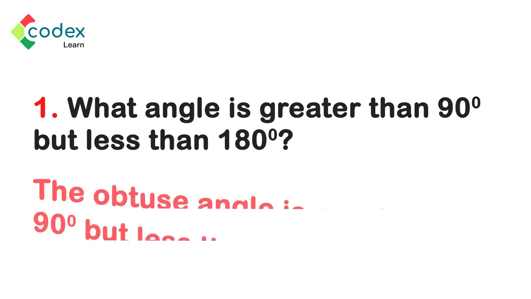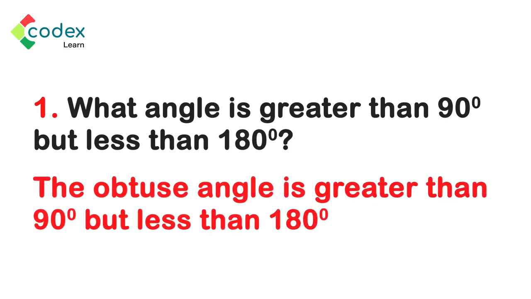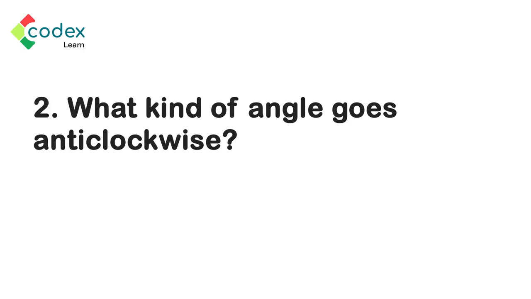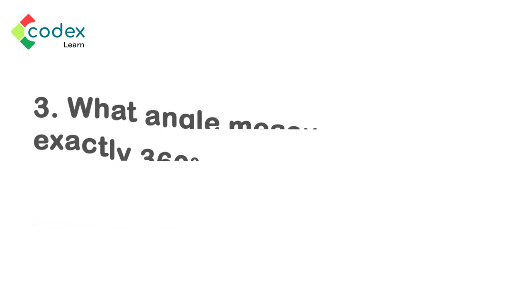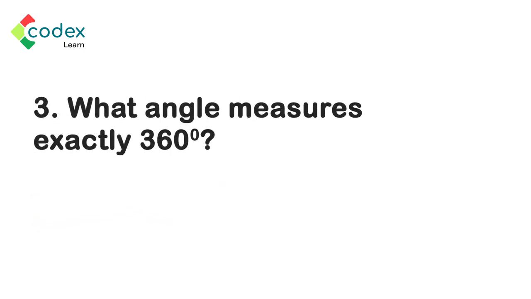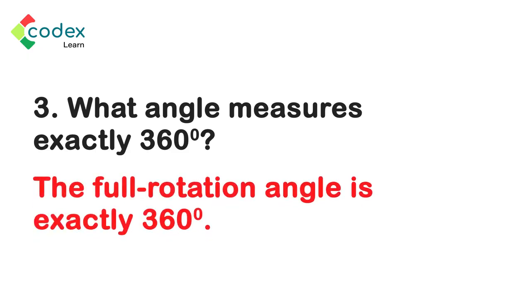That's great. The obtuse angle is greater than 90 degrees but less than 180 degrees. 2. What kind of angle goes anti-clockwise? That's excellent. A positive angle goes anti-clockwise. 3. What angle measures exactly 360 degrees? You're absolutely correct. The full rotation angle is exactly 360 degrees.